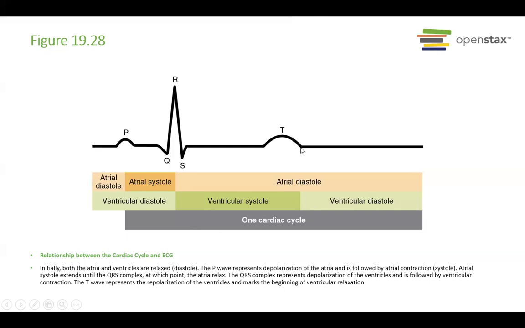So diastole begins at the end of the T wave. Ventricular diastole begins at the end of the T wave and ends at the end of the PR interval. So ventricular diastole begins at the end of the T wave and continues up until the end of the PR segment. Ventricular systole begins at the end of the PR segment up until the end of the T segment.